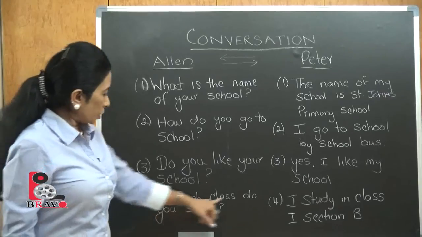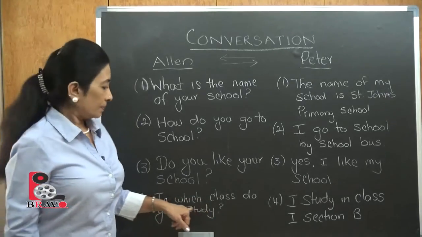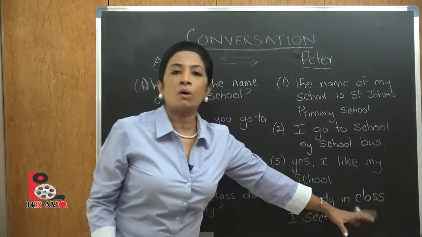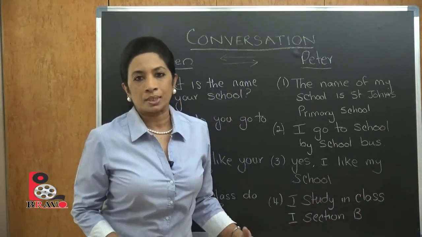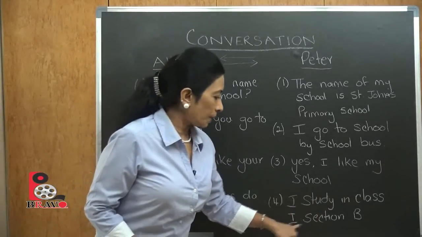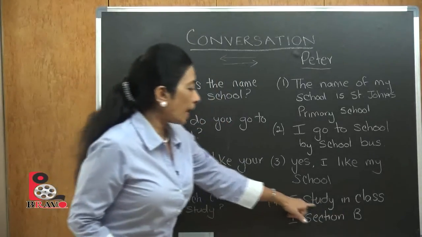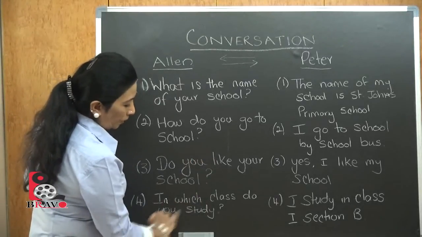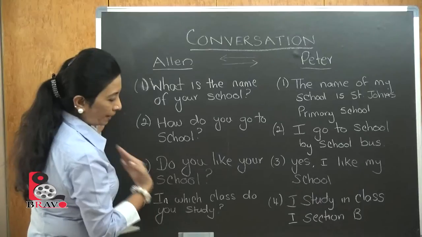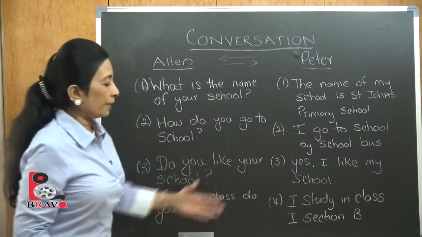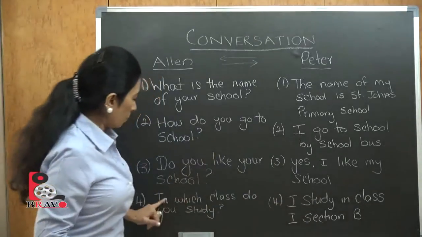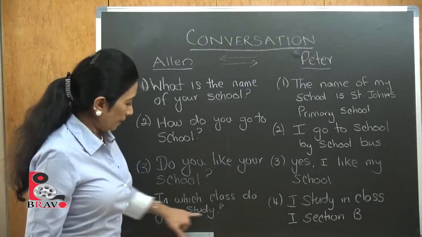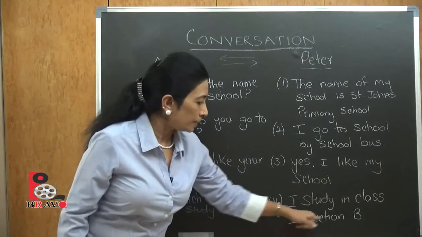Fourth one: In which class do you study? I study in class 1, section B, because all the classes are subdivided by sections. So he is replying class 1, section B, with the answer I study in. And here again, you study, because you will become I, because he is replying back, one person. If it is 2 people, it will become plural. So in which class do you study? I study in class 1, section B.